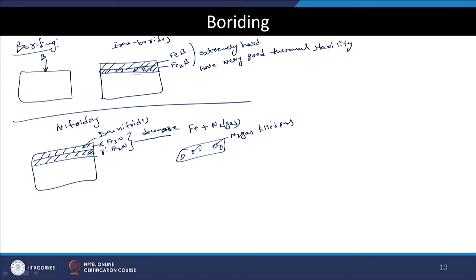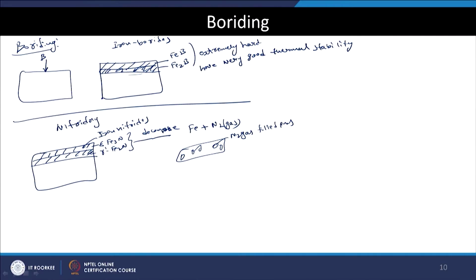So, once you produce these iron nitrides, they are also hard, but they have very little thermal stability because they are thermodynamically unstable. So, you will not be able to have them as pore-free layers, whereas these iron borides are extremely stable. That is where this kind of compound layer can be produced with boriding, with good properties as compared to the iron nitrides.